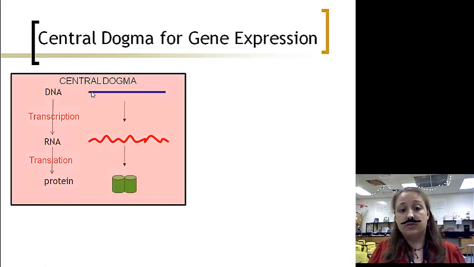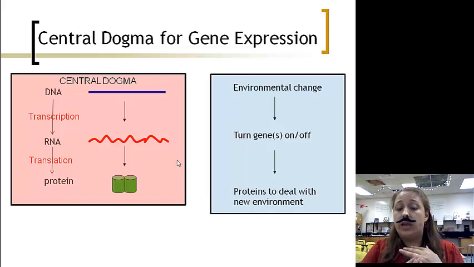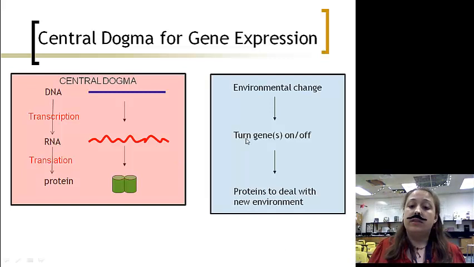Why do we do the central dogma? First, for environmental change, we must be able to turn genes on and off. We can't have every single protein being made all at the same time. So we can turn them off and on. Then the proteins that are created can deal with the new environmental change.